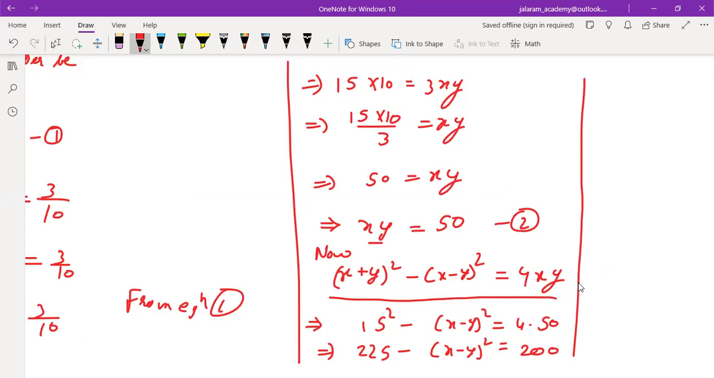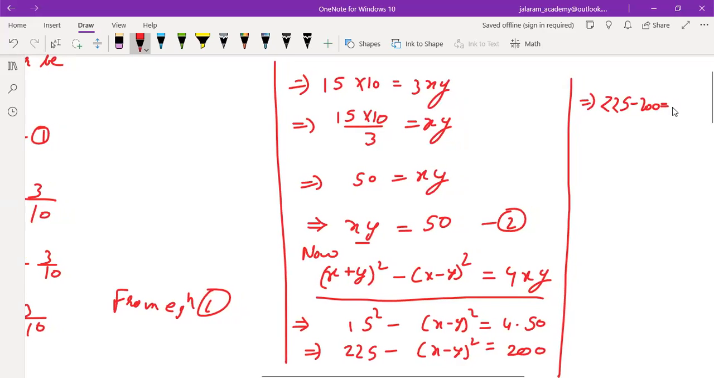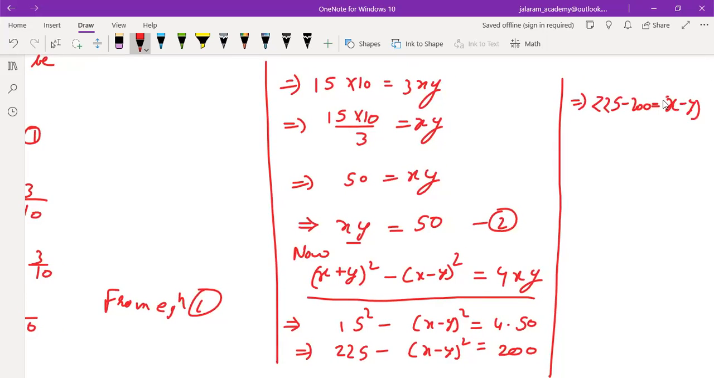It implies 225 minus 200 equals x minus y whole square. It implies x minus y whole square equals 225 minus 200, 25. It implies x minus y equals plus minus 5. So whenever x is greater than y, their difference will be plus 5. If x is less than y, their difference will be minus 5. So we have to check whether they are giving the same answer or a different answer.